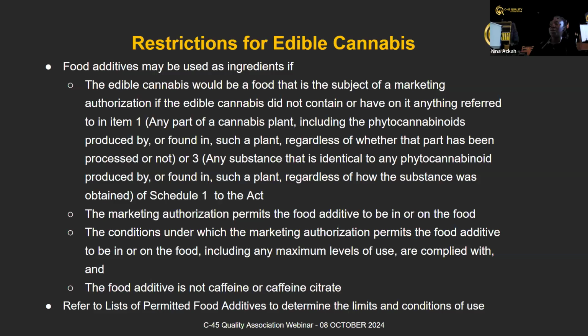And then food additives can also be used as ingredients if the marketing authorization permits that food additive to be added to food. And another condition is making sure that all the permits and the conditions under which the permits are allowed are met, including maximum levels of use. Another food additive that can be used as an ingredient is any additive that is not caffeine, that does not contain caffeine or is not caffeine citrate. There is a link at the end of this presentation that provides access to the list of permitted food additives to determine the limits and conditions of use of these food additives in edible cannabis.